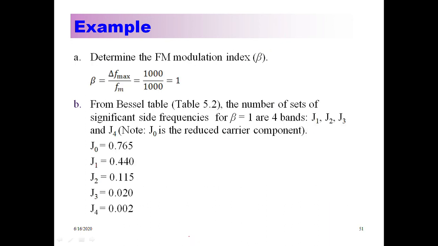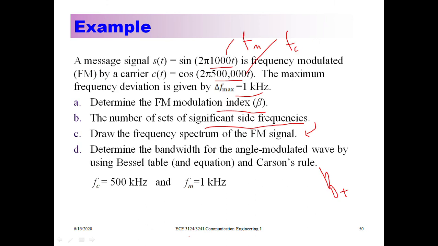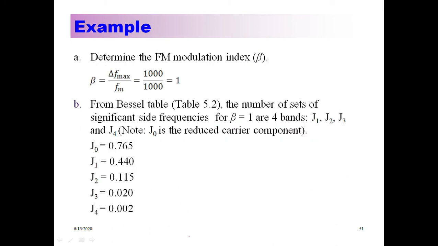Okay, FC 500, FM 1 kilohertz. Now we find the modulation index beta. Delta F max divided by FM. Delta F max 1K, FM 1000, 1000 divided by 1000 equals 1. Okay, now we have beta equal to 1. So from the Bessel table, if beta equals 1, the sidebands will be J1, J2, J3, and J4.